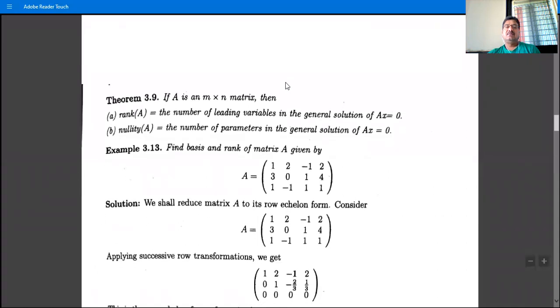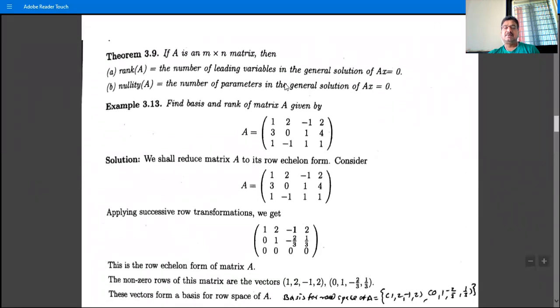We will see the remaining examples of this topic in the next lecture.